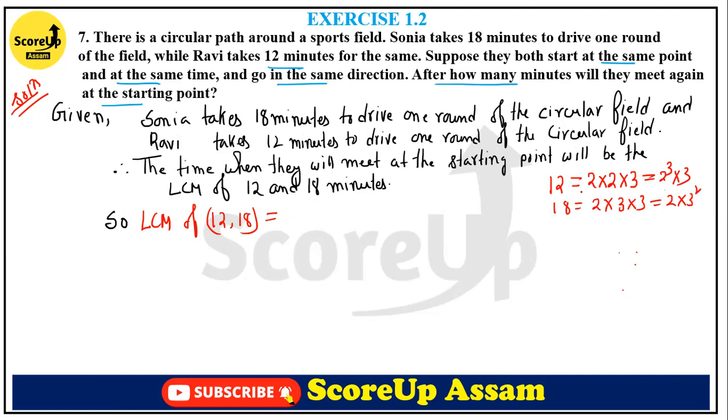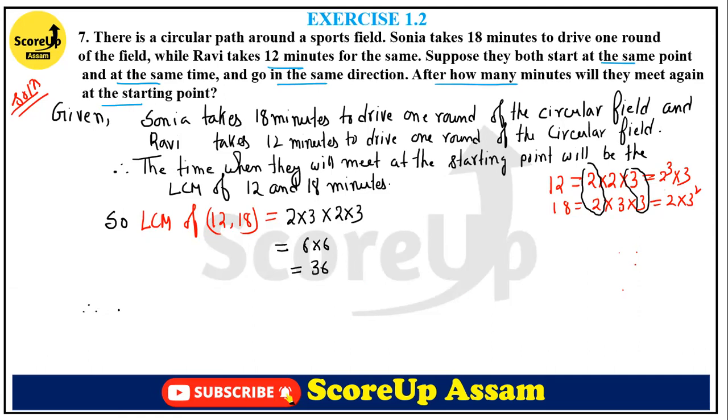So LCM will be what? LCM of this would be the common and the remaining terms. Okay, so common terms is what? 2. Here, common term is 2, and here 3 is common, so it will be 2 into 3. And what are the remaining? 2 into 3. So ultimately, it will be 6 into 6. That is 36 minutes. 36.